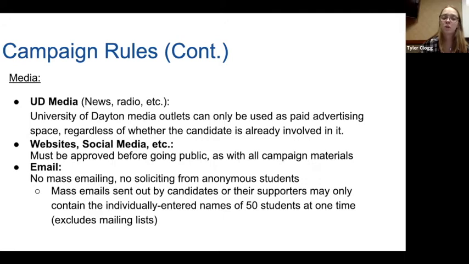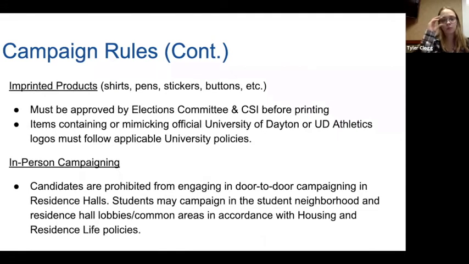When it comes to emailing, you are not allowed to mass email. No soliciting from anonymous students. Mass emails sent out by candidates or their supporters may only contain the individually entered names of students, 50 at one time, and it excludes mailing lists. So any imprinted products, shirts, pens, stickers, buttons, if you choose, must be approved by Elections Committee and CSI before printing. Items containing or mimicking official University of Dayton or UD Athletics logos must follow applicable university policies.